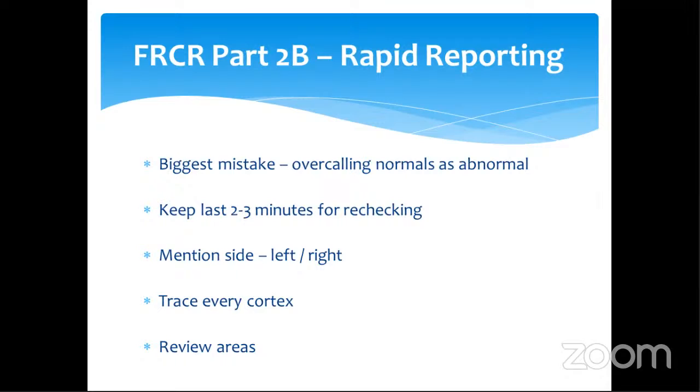Try to finish the exam a little bit early and keep the last 2 to 3 minutes for rechecking. It is also important to mention the side, like in ANAT, it's important to mention the side here also, left or right, otherwise you lose the mark. It's important to trace every cortex when looking for hairline fractures, and it's important to have a checklist of review areas which you will look for on every radiograph.